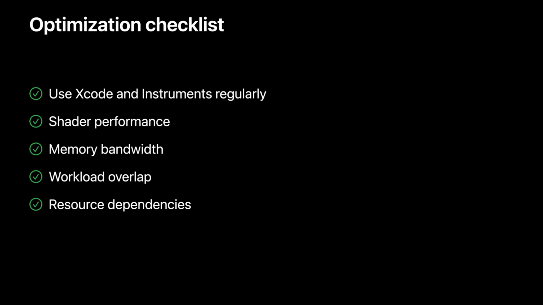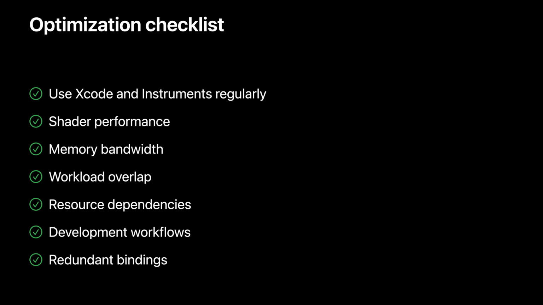I'll show you some pointers to help you with resource dependencies which might prevent that overlap. And since some developers use a custom workflow for their shaders, I'll show you how compiler settings can affect performance. Lastly, I'll talk about how to reduce the impact of redundant bindings.